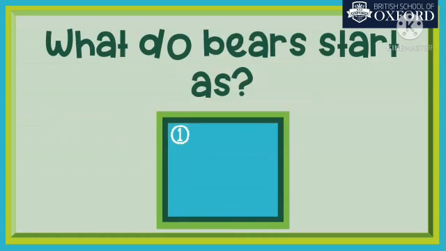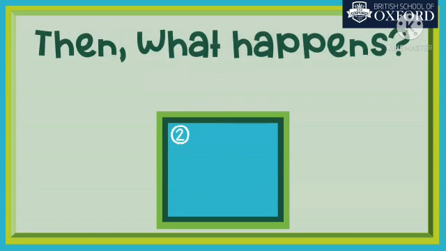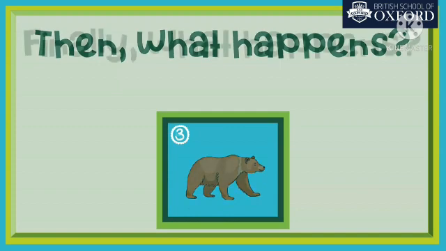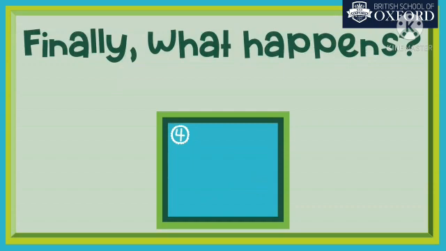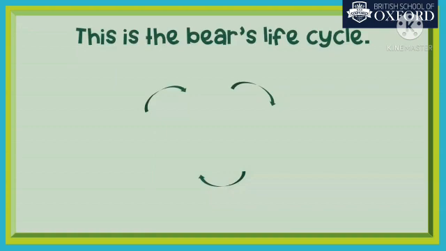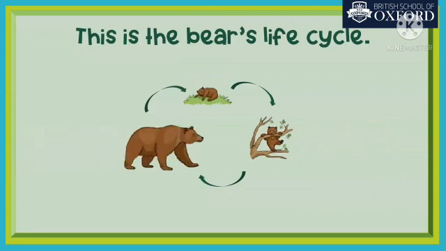What do bears start as? Bears are born as little cubs. Then what happens? They grow up, learning things from their mothers and fathers. Then what happens? They become adult bears. Finally, what happens? The adult bears have baby cubs of their own. This is the bear's life cycle. Cub, growing up, adult bear who has a new cub.